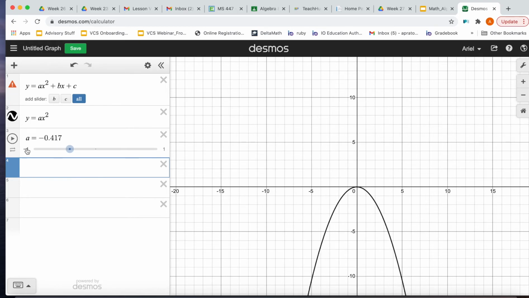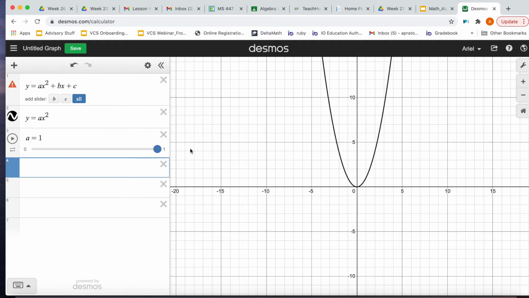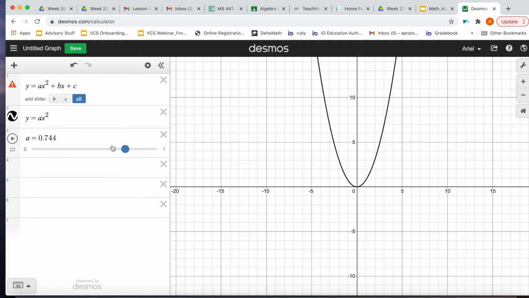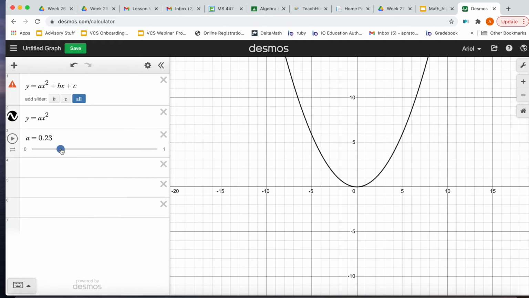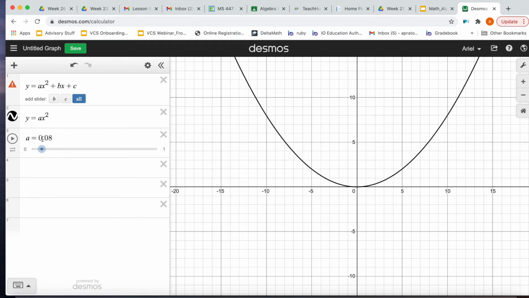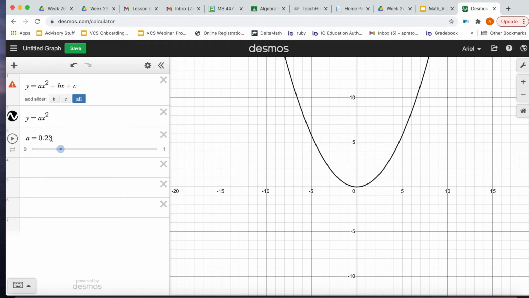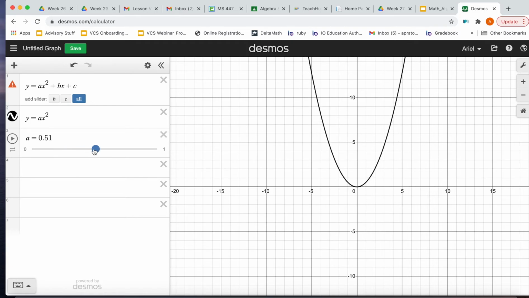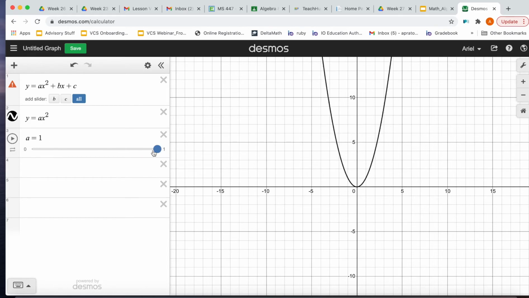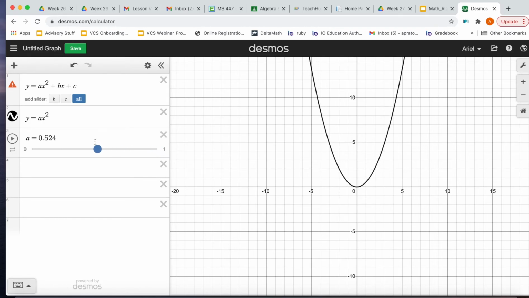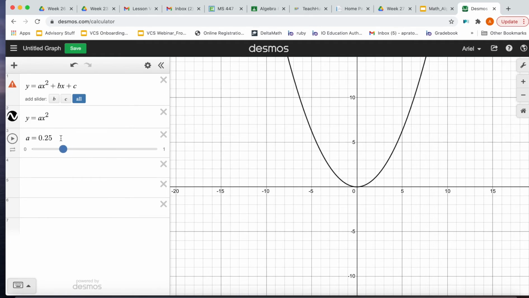Maybe it will help if we just look between 0 and 1 first. When I'm at 1, here's my graph. What happens as I get closer to 0 to my graph? What happens when I multiply by decimals less than 1, fractions less than 1? When I multiply by, let's do 1/2. So here's 1/2, here's the original, here's 1/2. What happened to my graph? What about 0.25? What happened to my graph?